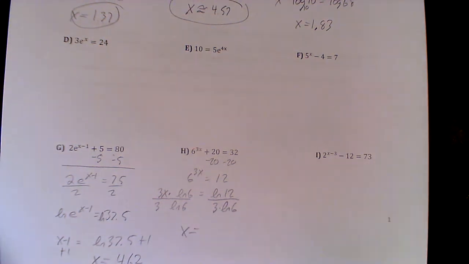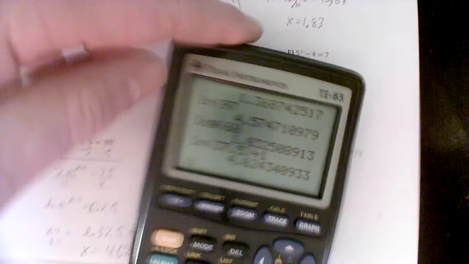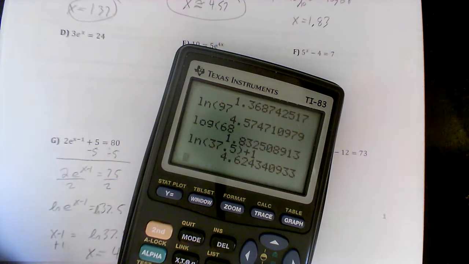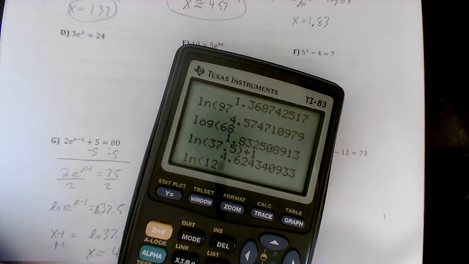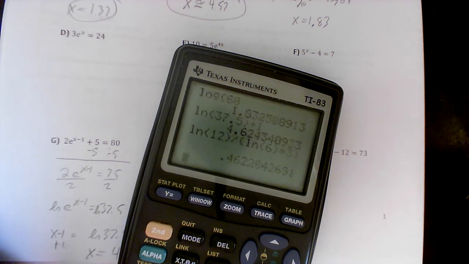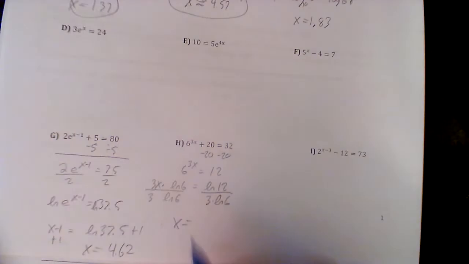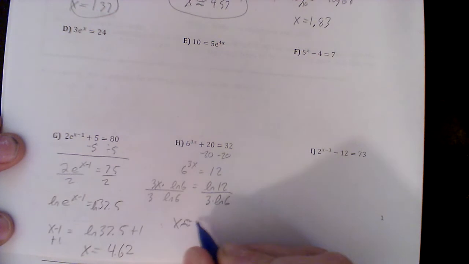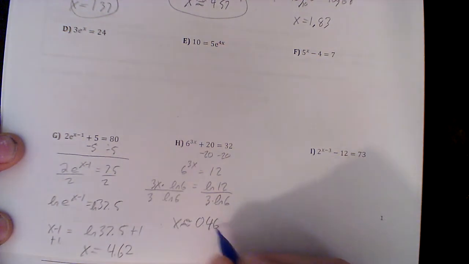Let's see if we can plug this all in. So here we go. So we've got the natural log of 12, end parentheses, divided by begin parentheses, natural log of 6, end parentheses, times 3, end parentheses. And we get about 0.46, approximately. Again, I'm not using squiggly lines, 0.46.